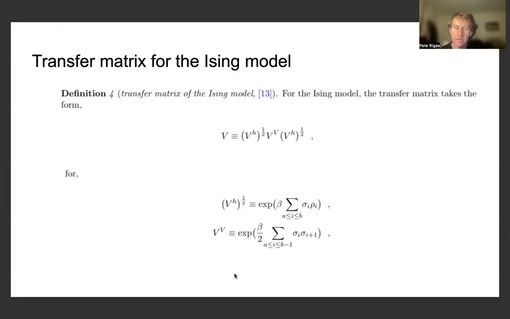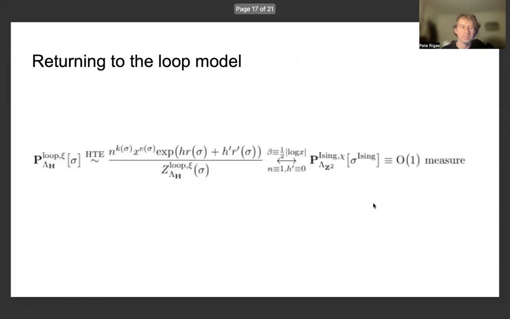But for the Ising model, the transfer matrix takes this form, where the two generators that we're raising to the half power on the left hand and the right hand side are related to the exponential of this Hamiltonian of the Ising model, as well as the middle term, which is the V of V term, is an exponential of beta over 2 times another term that's very reminiscent of the Hamiltonian, because we're taking the pairwise, nearest neighbor interactions from the spins sigma i and sigma i plus 1.